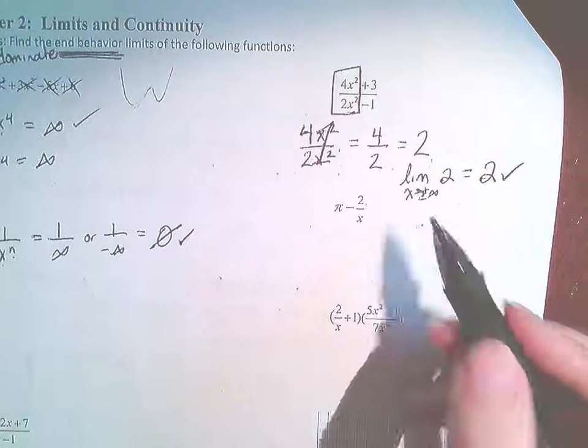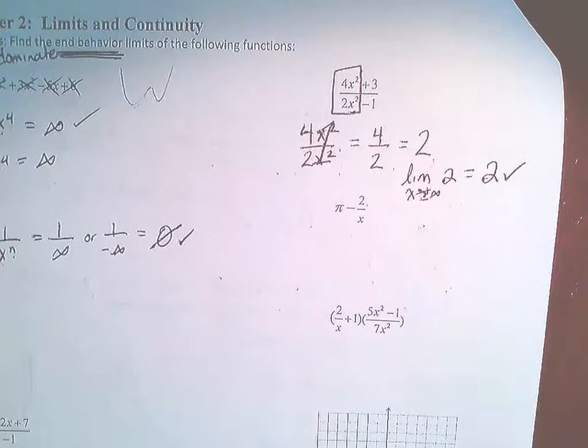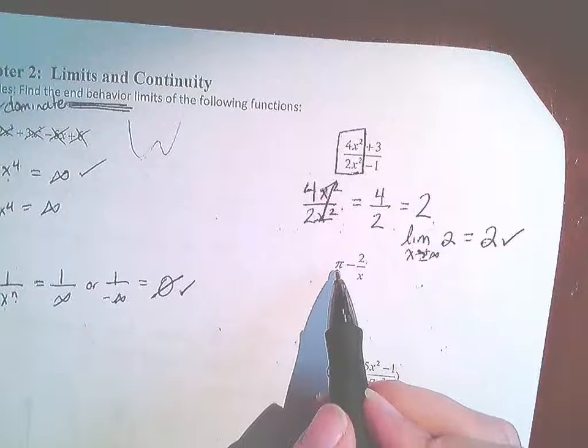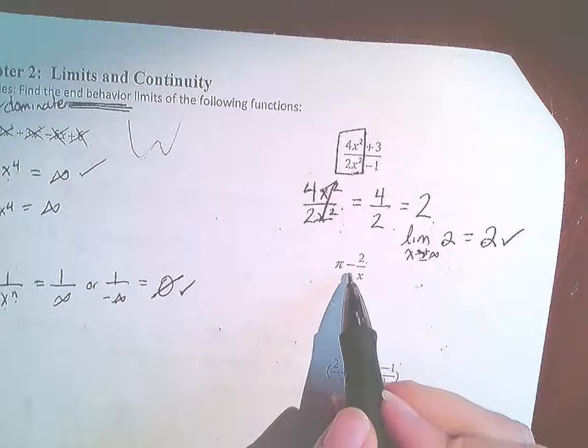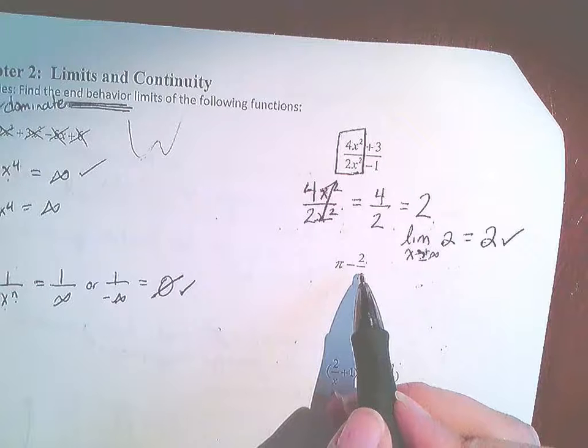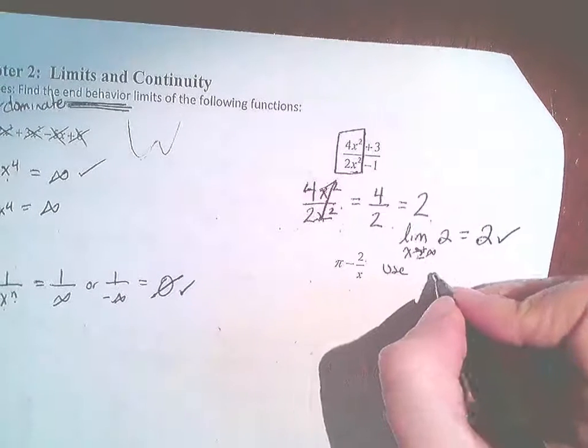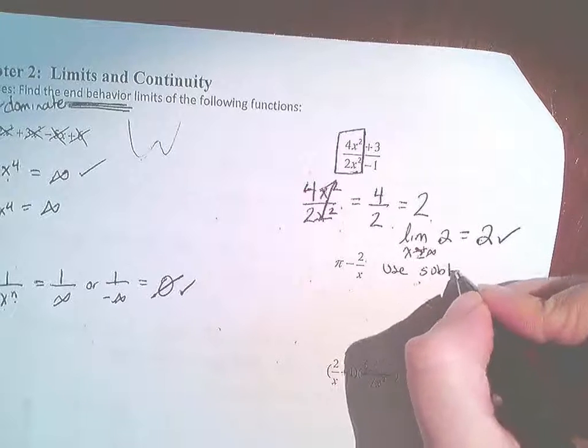Now for this one, looking at them individually, I can't really determine which one is the dominating. Okay? So what we're going to use is the subtraction property.